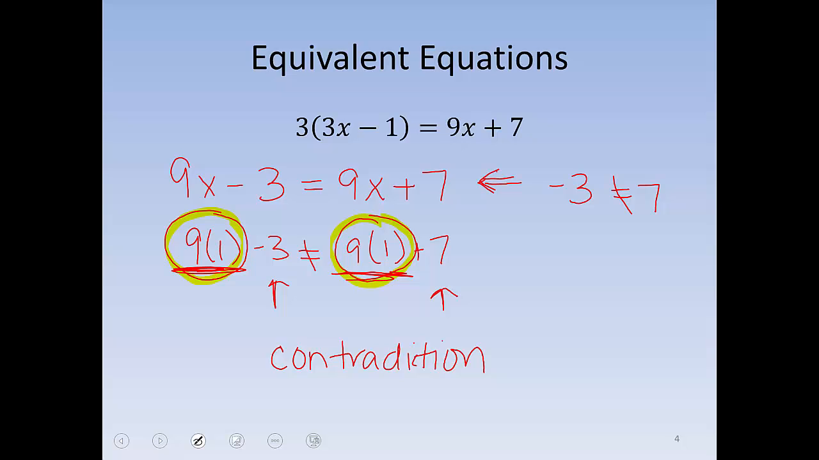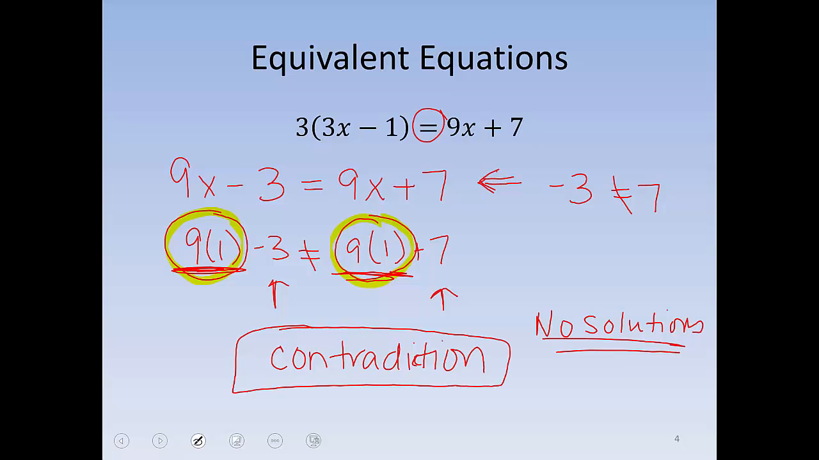Okay, a contradiction. Now, why is it a contradiction? Because in the beginning I told you that these are equal. And in fact, there's not a single number that actually produces both sides of this to be the same, which makes it a contradiction. There are no solutions. So again, the type of equation we've got is a contradiction. The solution is that there are none.